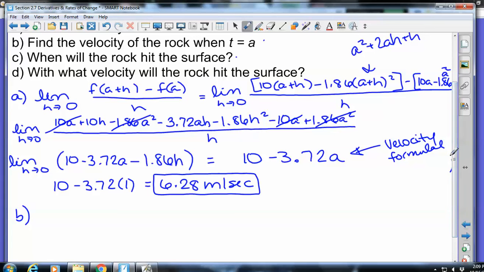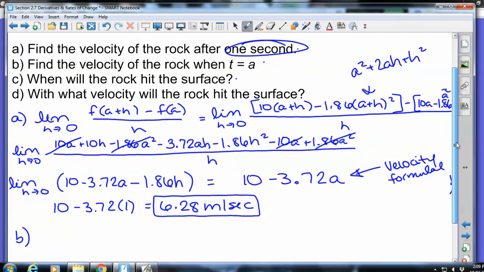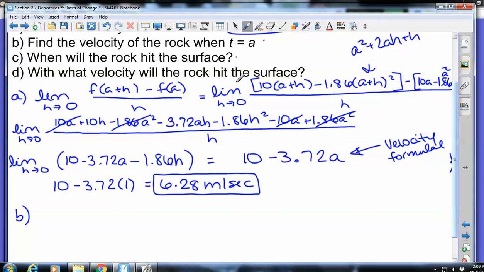B, part A said find the velocity after 1 second. Part B, we've already done this. Find the velocity when t equals a. That was what we got. That was just our velocity formula.